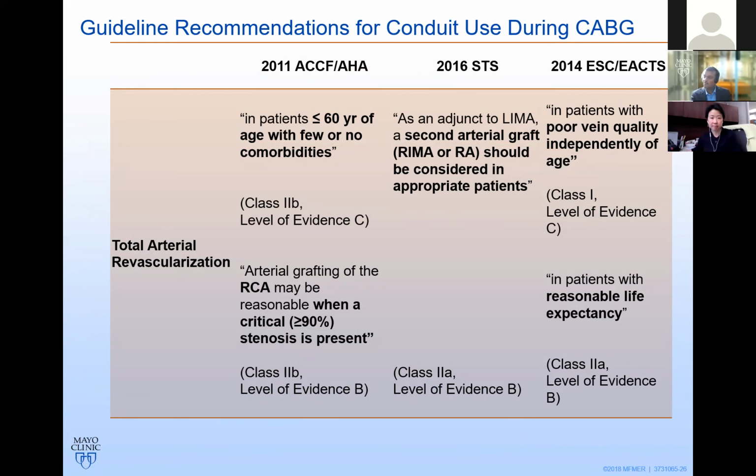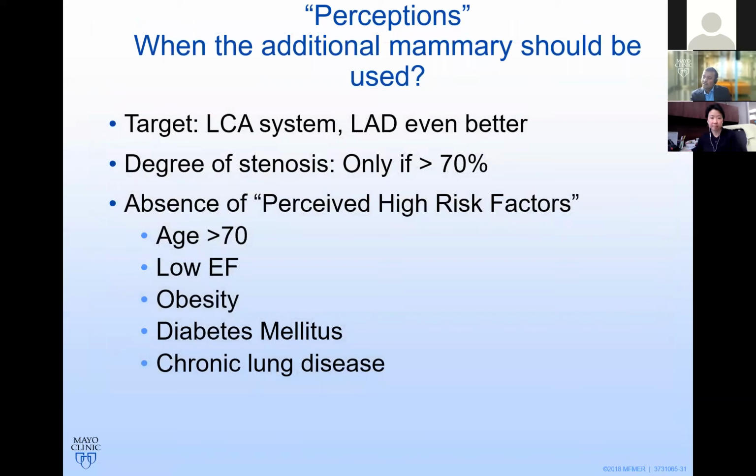After this came the suggestion of when we should use the additional mammary artery, if it should be used. The accepted belief was, if there is a left coronary artery target, you should use the LIMA. But if you have any other vessel that should be used, and if you can't use LIMA, then use the RIMA. That's the right internal mammary artery.